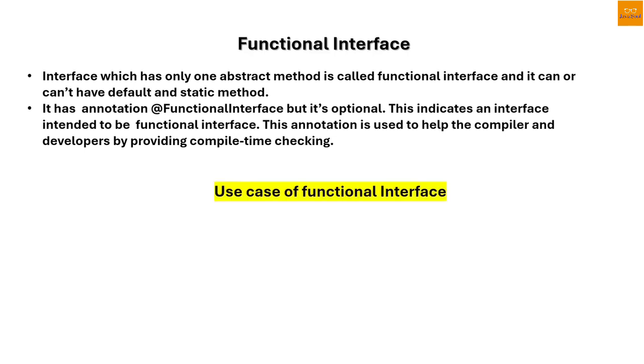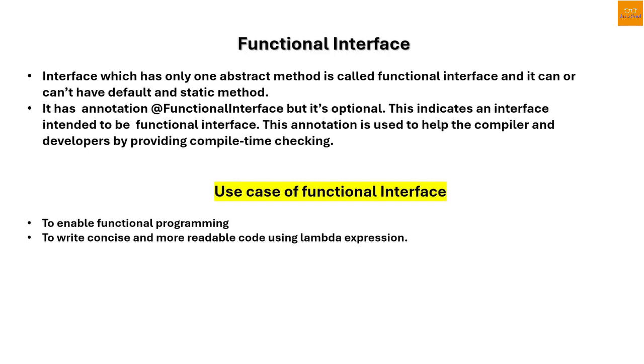Now we'll see the use cases of functional interface. First one is to enable functional programming, to write concise and more readable code using lambda expressions, and to provide a target type for lambda expressions and method references.